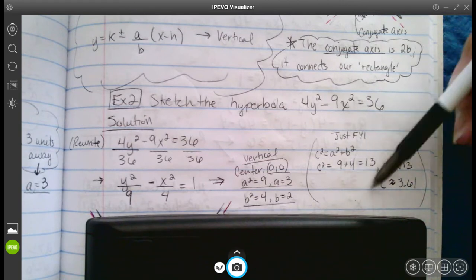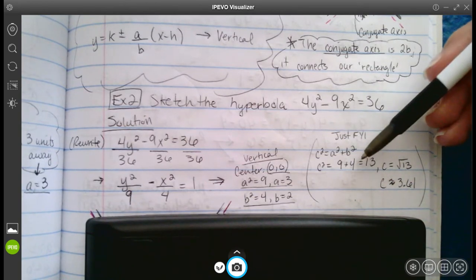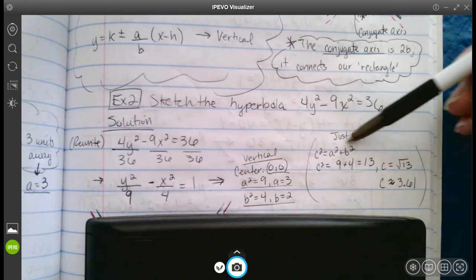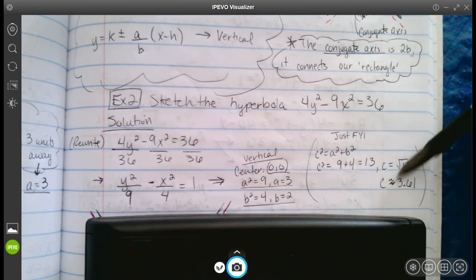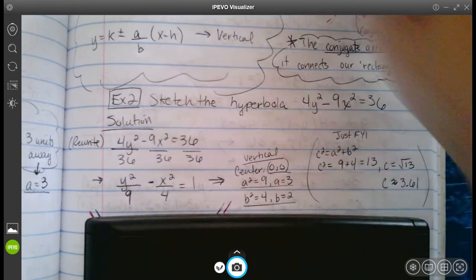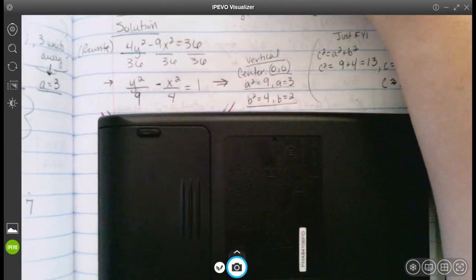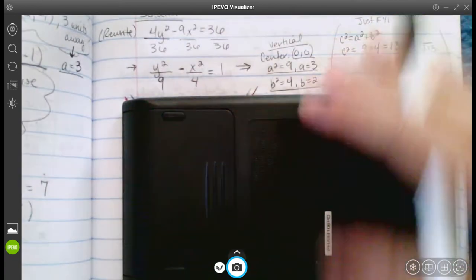And then this is just an FYI. In case we needed to find the c value, you would use c squared is a squared plus b squared, add them up, and then square root. So this is kind of extra, but it's always good to have a little bit more information. And then we're going to use all that to graph our hyperbola.